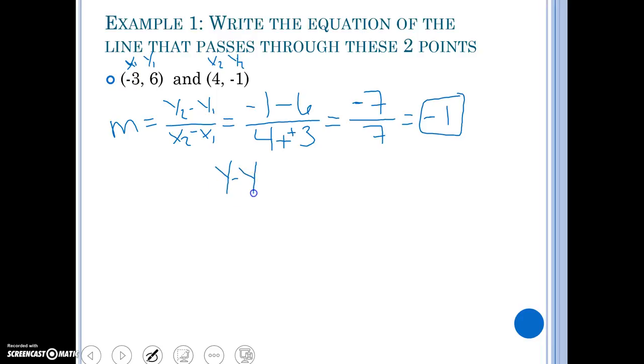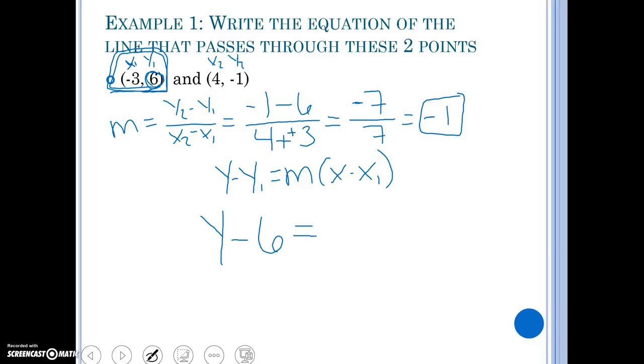Now we're going to substitute this into point-slope form. When we do this, we're going to use our x1 and y1. You can use your x2 and y2 if you want to. I usually just use the first point that they give us because it's easiest, but if you want to use the second one, that's fine. So we're going to plug in, or substitute, our numbers. So we're going to have y minus our y value, which is 6, equals our m value, which is what we just found up here, negative 1, times x minus our x value up here, which is a negative 3.